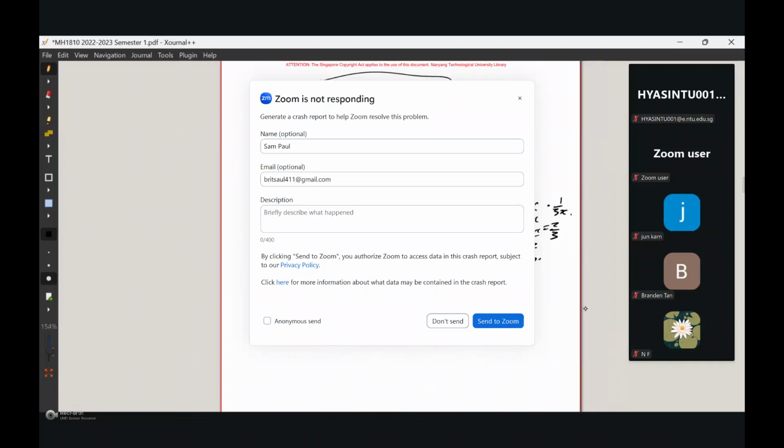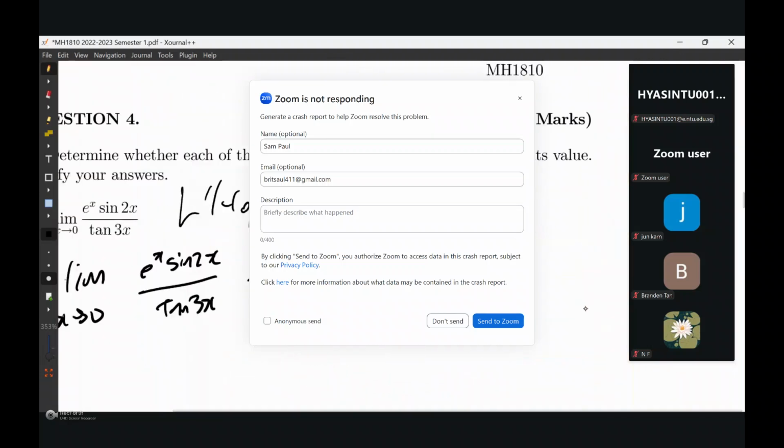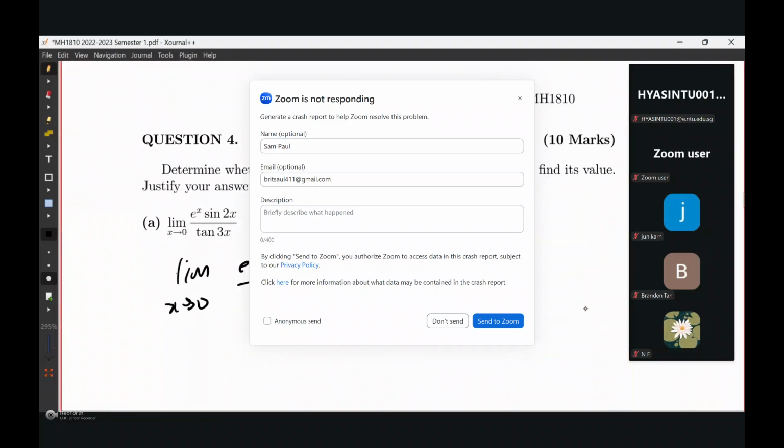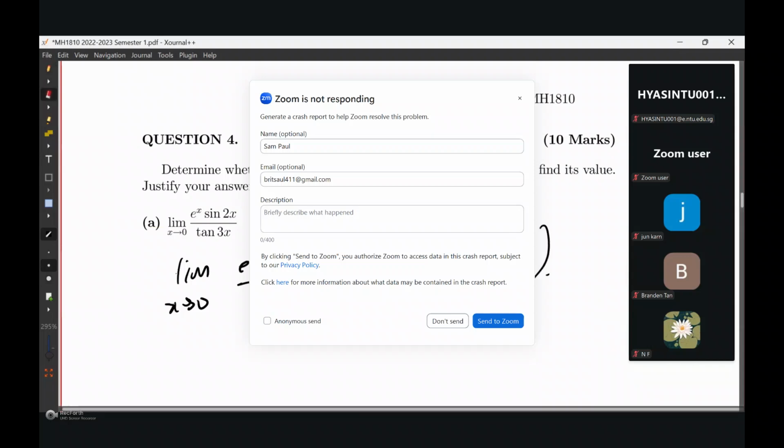Okay, so let me come back here. Even though you can apply L'Hopital rule, first, before applying L'Hopital rule, please check you have 0 over 0 or infinity over infinity. And you need to write it out. Here we have 0 over 0. So I substitute x equals 0, I have sine 0, which is 0. Tangent 0 is also 0. So I have 0 over 0. So we can apply L'Hopital rule.